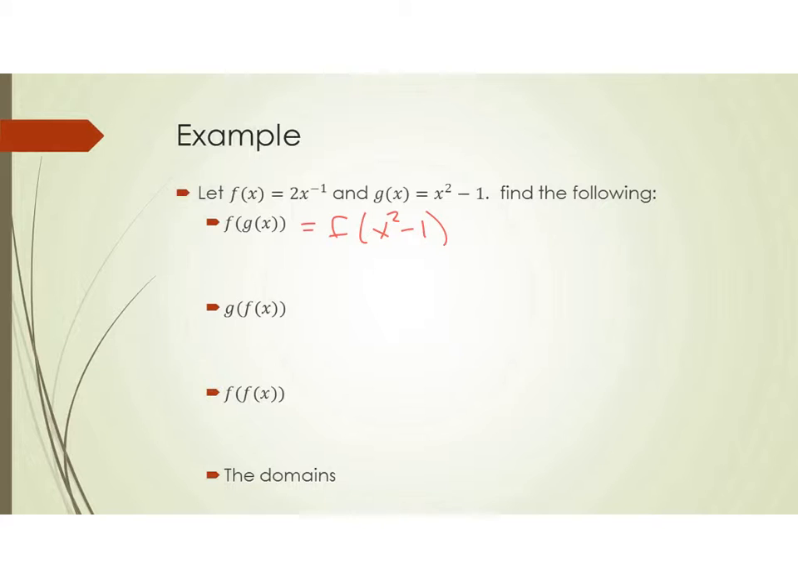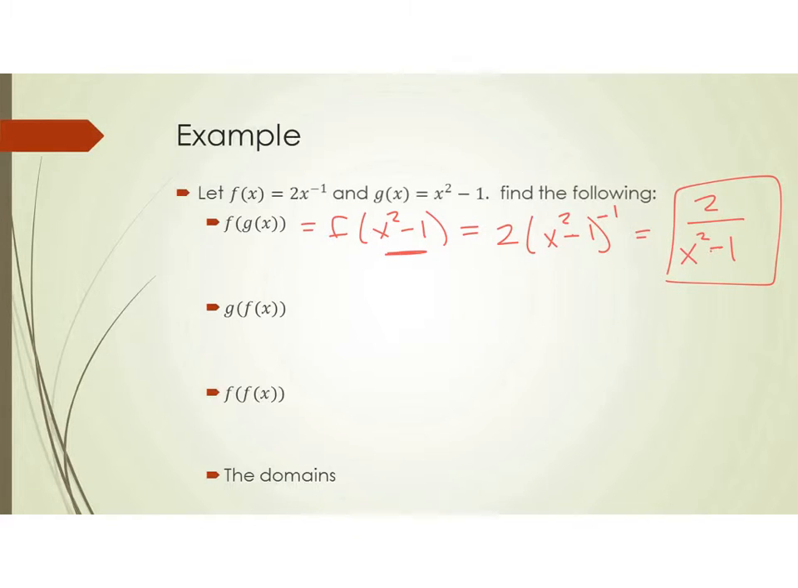So then I want to evaluate f, which is this first one, and wherever I see an x, I'm going to put all of this. So this is going to be 2 times x squared minus 1 to the negative 1 power. All I did was put that in for x. The negative 1 power is going to drop it down to the bottom, and you can't simplify that. That's what you got.